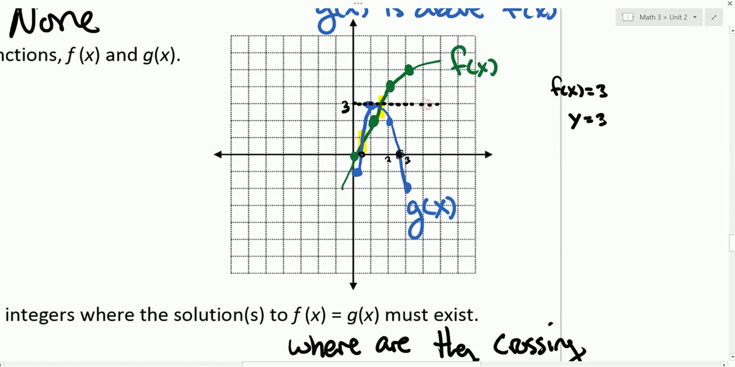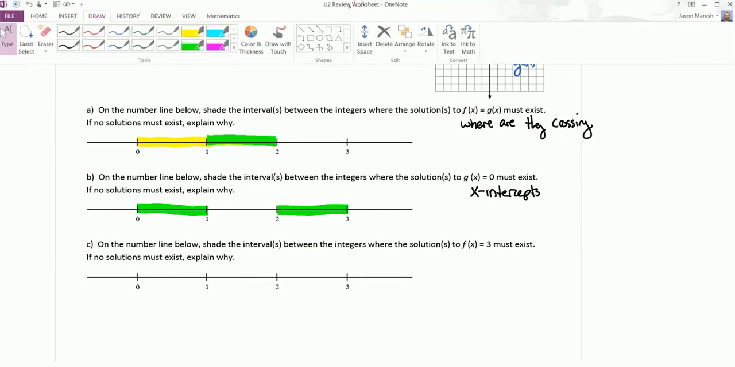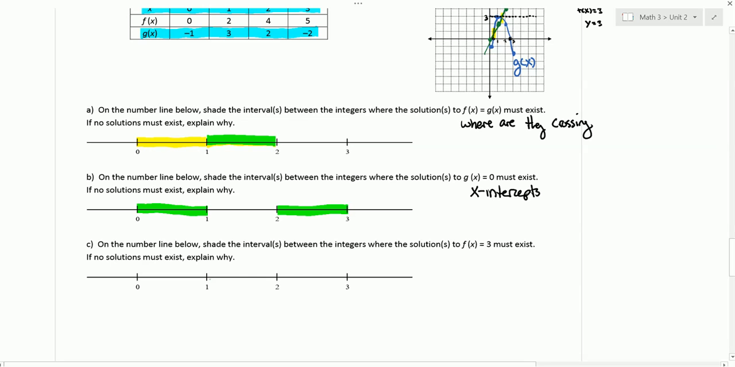So that's height 3. So it's really saying, hey, when is the green graph, that's f of x, going to reach that height of 3? And that's going to happen somewhere on the x-axis, if I trace it down, between 1 and 2. Right? You can see it reaching that height. Ignore the blue, focus on the green. That green is reaching that height of 3 somewhere between x equals 1 and x equals 2. So I'm going to shade between 1 and 2.